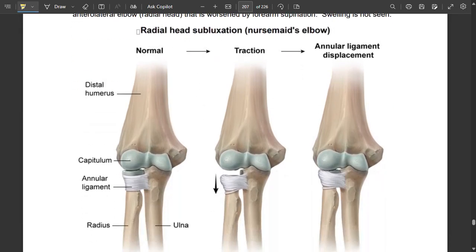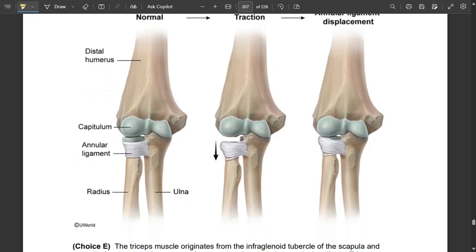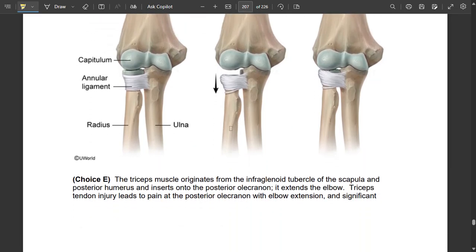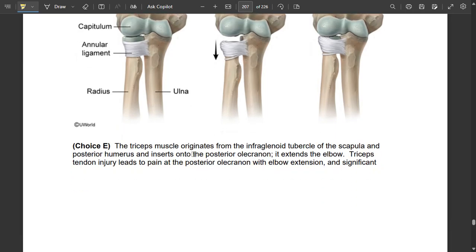Swelling is not seen. So radial head subluxation occurs if the elbow or radius is excessively pulled. So the triceps muscle originates from the infraglenoid tubercle. So the glenoid tubercle, infraglenoid tubercle.